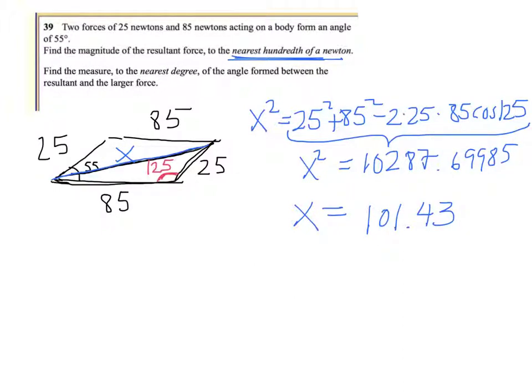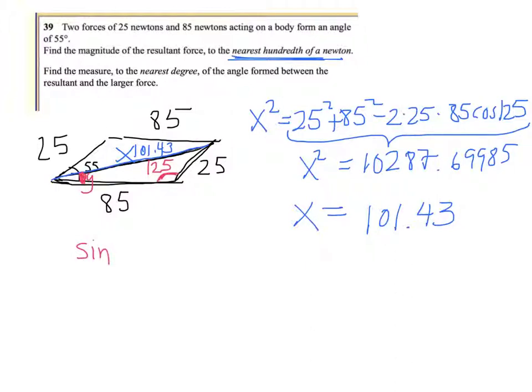Part B of the question says to find the angle between the resultant and the larger force, so that's going to be that angle right there. Let's call that angle y. And now that we have the 101.43, we are able to use the law of sines to get angle y.